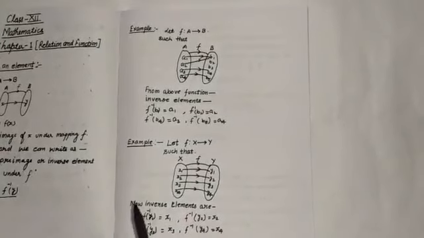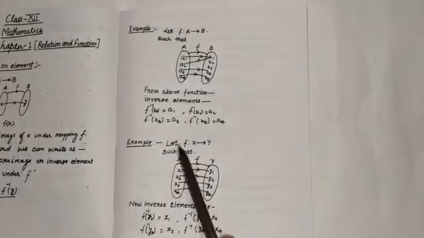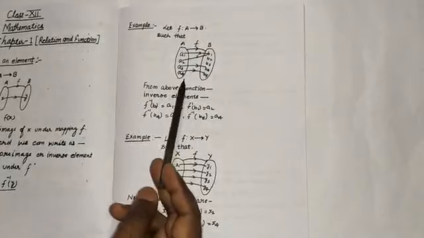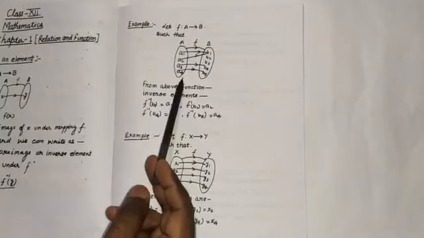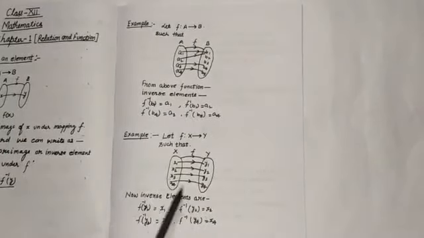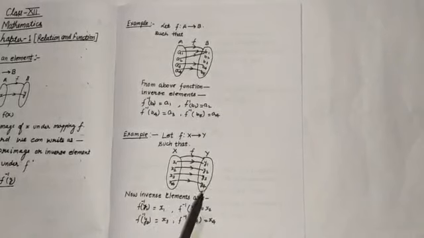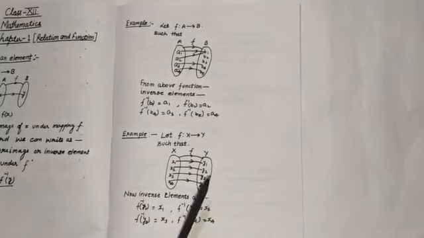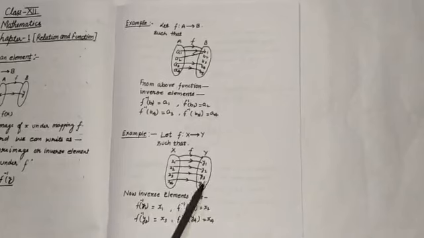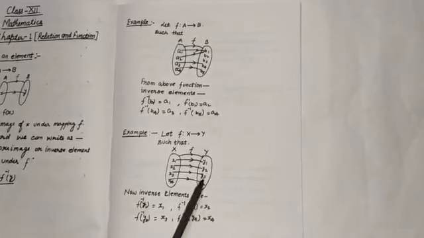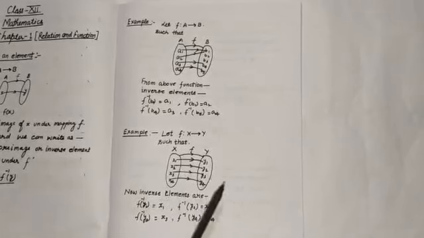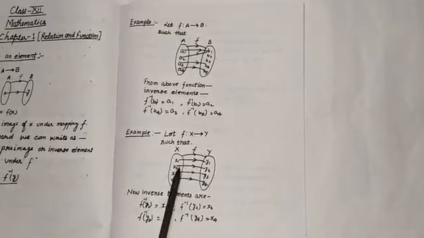Now see the diagrams in both the examples. This one is not one-one, not onto, and this is a one-one and onto function. Now see, is it possible here to have a function from Y to X, any function from Y to X? Is it possible?